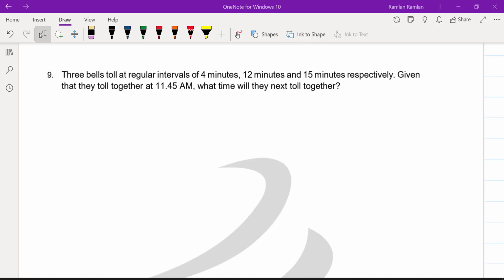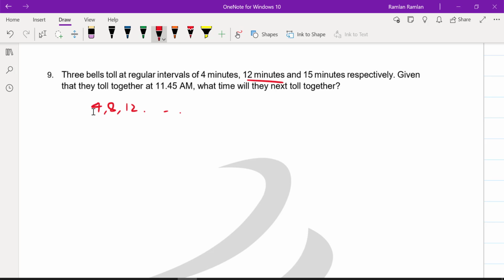Okay, number 9. 3 bells toll at regular intervals of 4 minutes, 12 minutes, and 15 minutes respectively. Given that they toll together at 11:45 a.m., what time will they next toll together? We need to find the time when they are going to toll at the same time. The concept of finding it is multiples, because the first one tolls every 4 minutes, so there'll be 4 minutes, then 8 minutes, then 12 minutes, and so on.